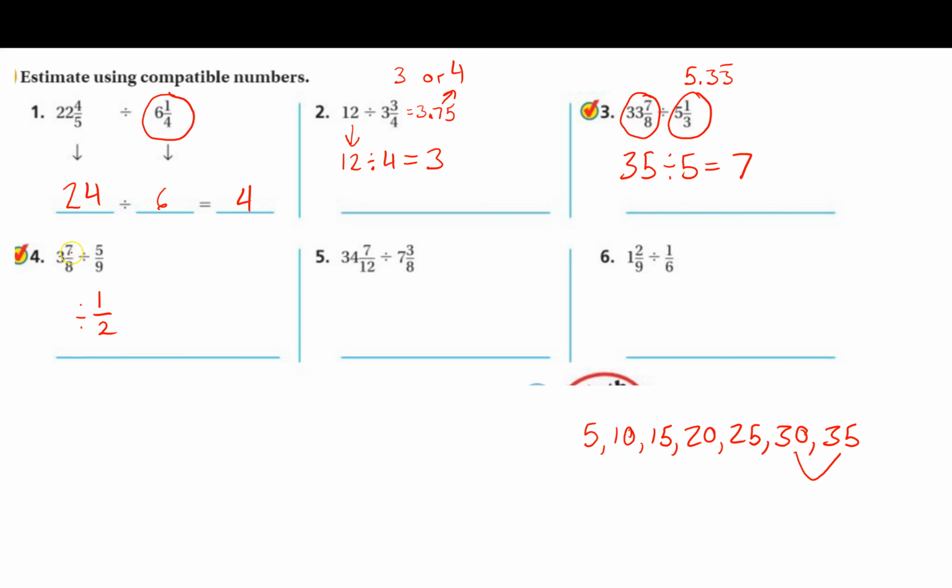And then 3 7/8 we want to change into a whole number, and it's closest to 4. It's only 1/8 away from 4. So how many halves are in 4? Well, in every 1, there's going to be 2. So 2 times 4 is 8. 8 halves are in 4.